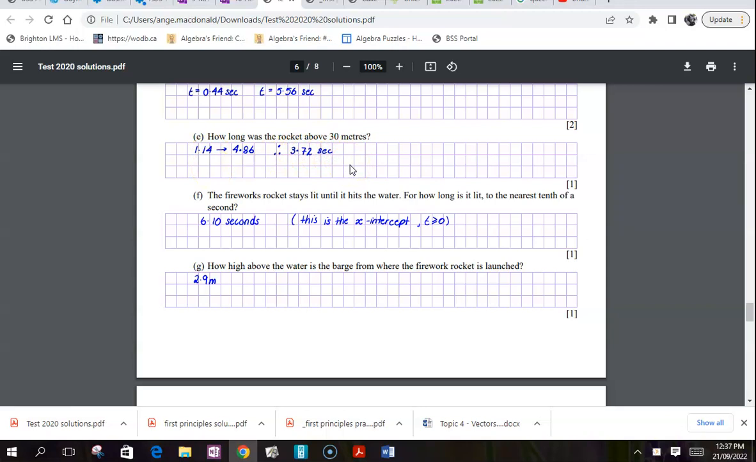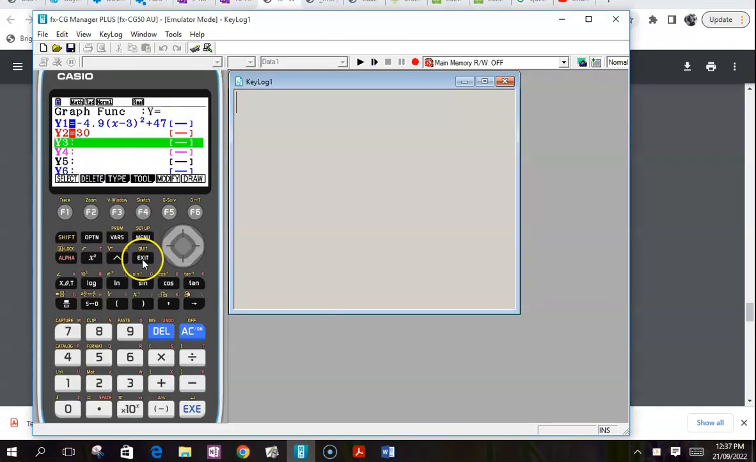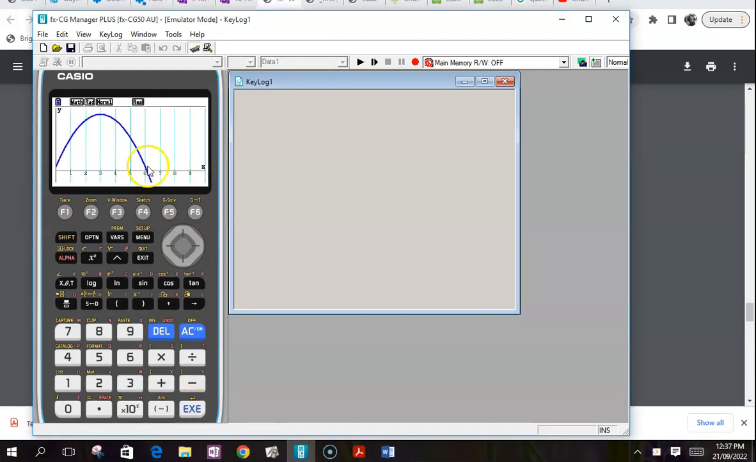The fireworks stays lit until it hits the water. For how long is it lit? All right, so I'm going to get rid of that one. When it hits the ground, it's not lit anymore. So that is your x-intercept. So G-solve root, we find our x-intercept.